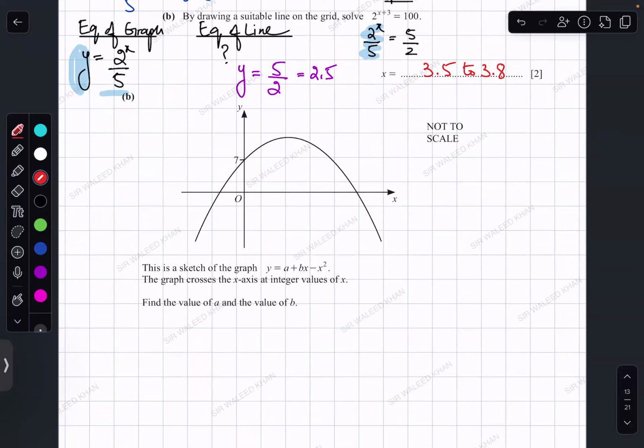This is a sketch of a graph. The graph crosses the x-axis at integer values of x. They are integer values, right? Not in decimal. Find the value of x and the value of y. Now, whenever we are dealing with a quadratic, we have this as the general form of quadratic equation: ax squared plus bx plus c. In this, a, the coefficient of x squared, will tell us about the shape of the graph. Okay, this will determine the shape of the graph.